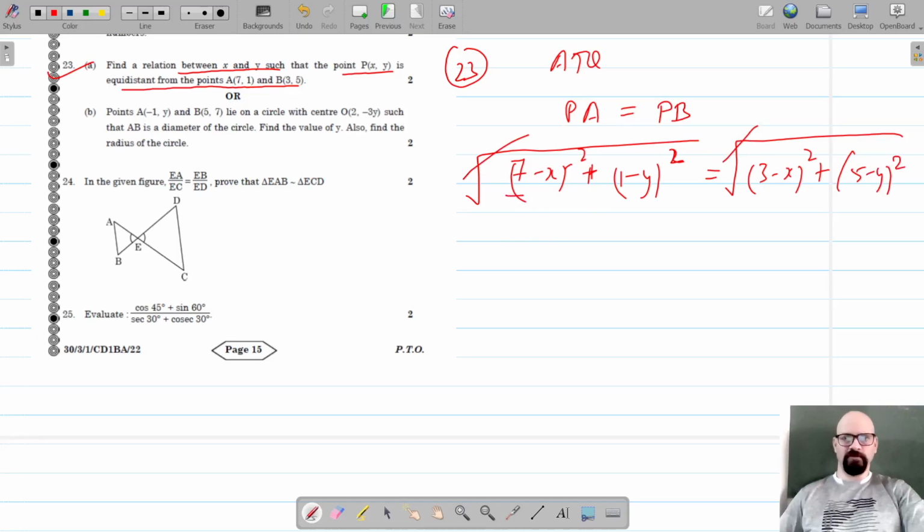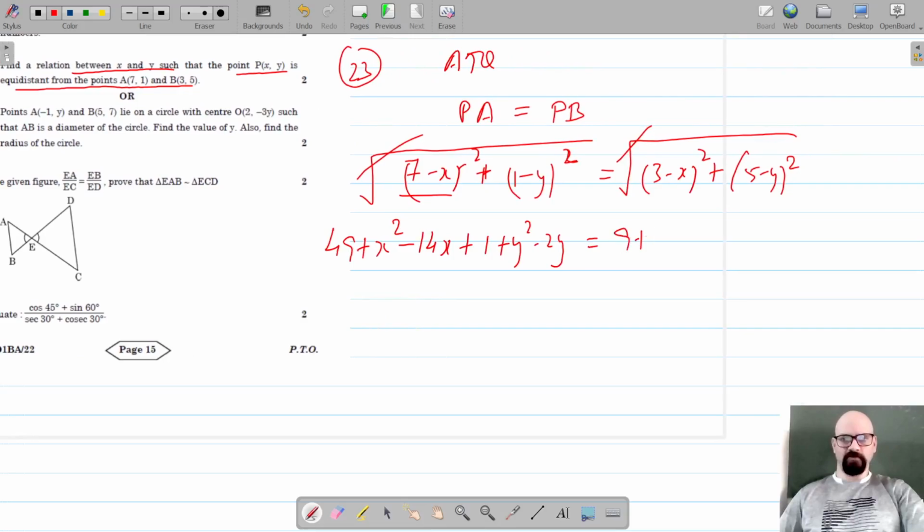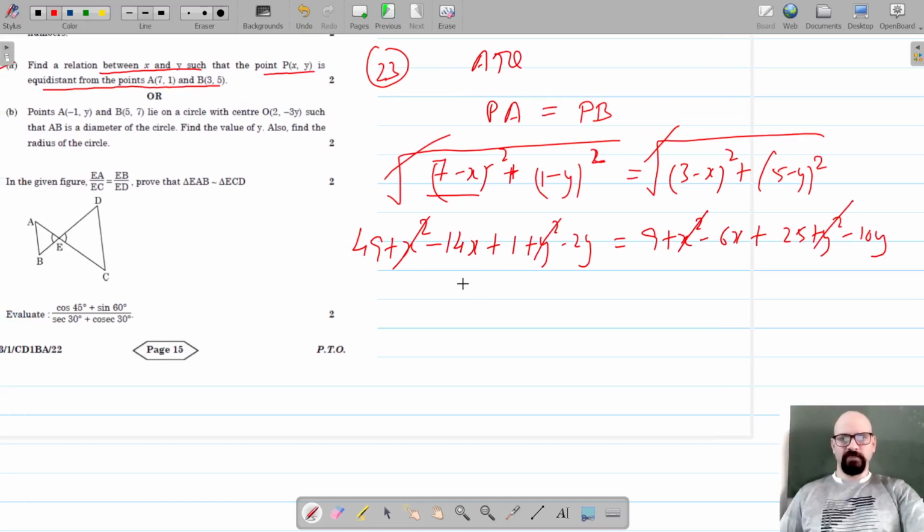If we square on both sides, we expand using a minus b the whole square, which is a square plus b square minus 2ab, on both sides. So x square gets cancelled, and y square gets cancelled. And finally, let's shift all these to the left hand side to get the relation.